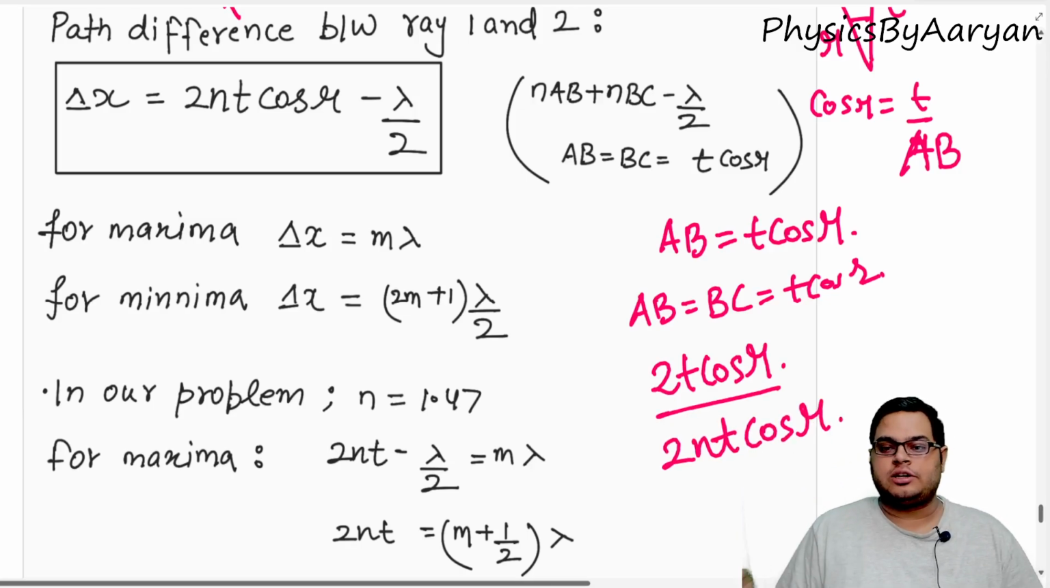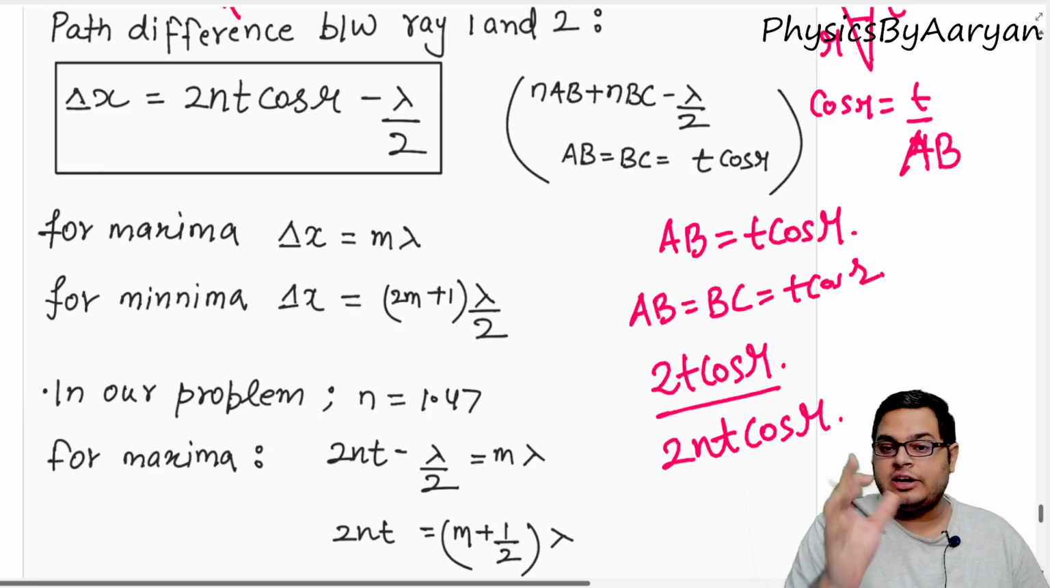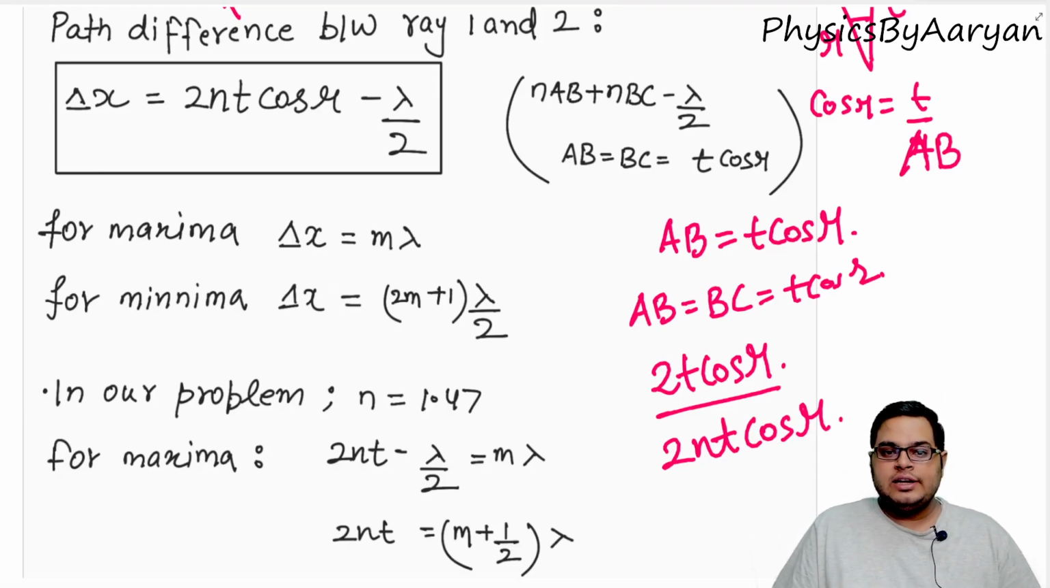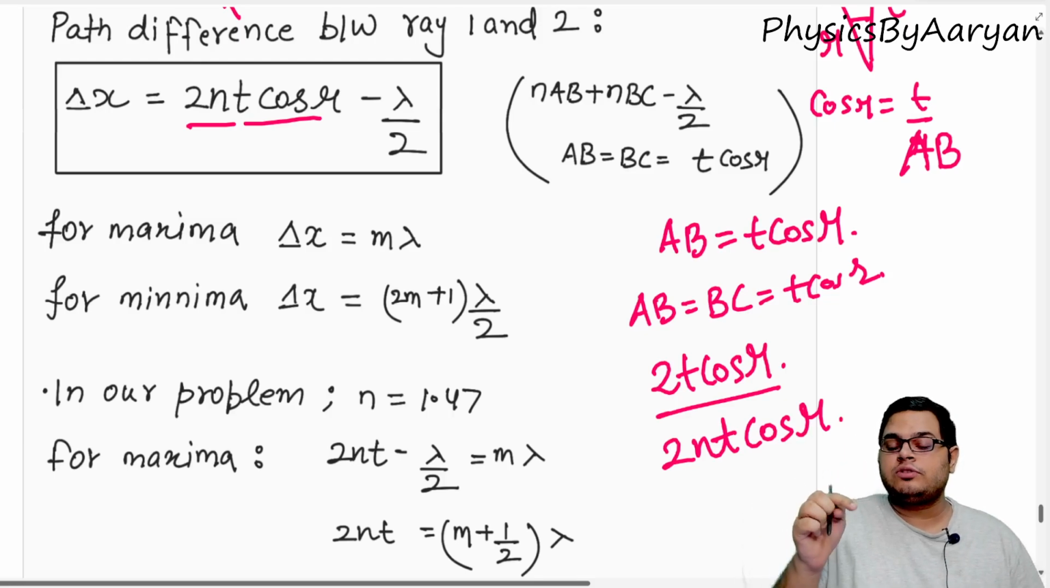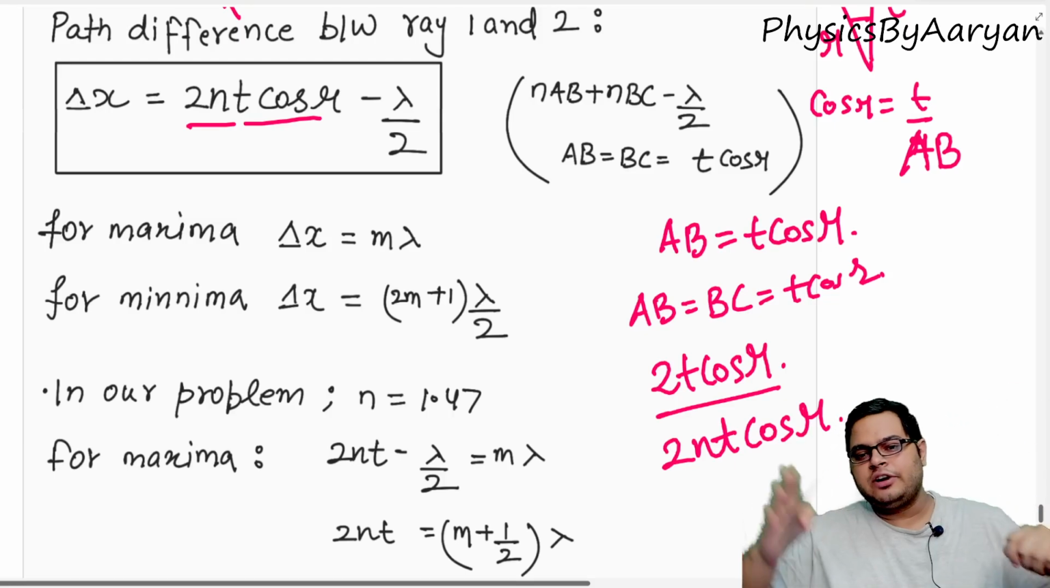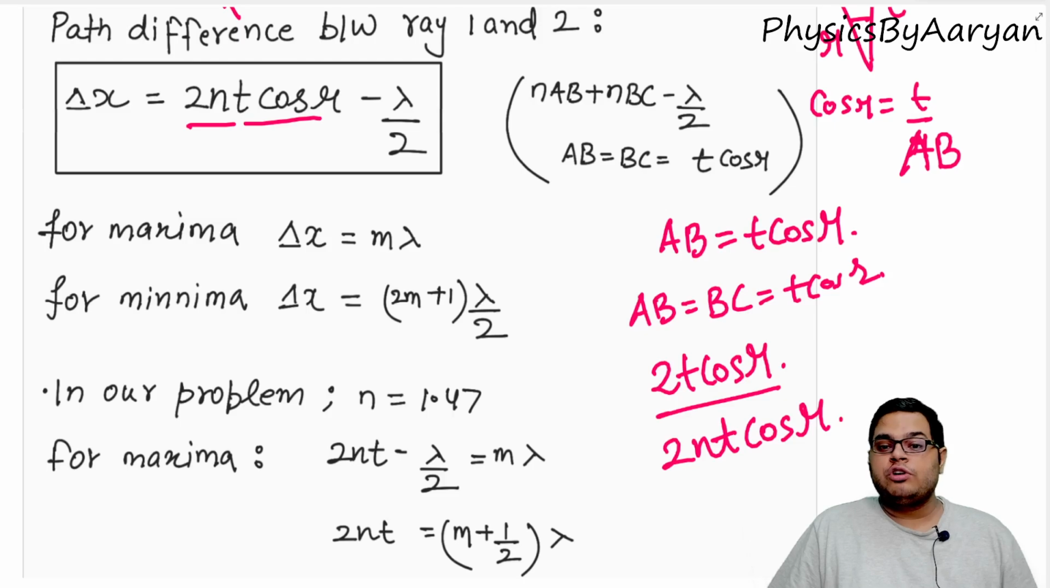2 nt cos r. So we multiply by the refractive index n. So that is why you see 2 nt cos r. This path difference is because both of the lights are covering different distances. So overall we are getting 2 nt cos r.